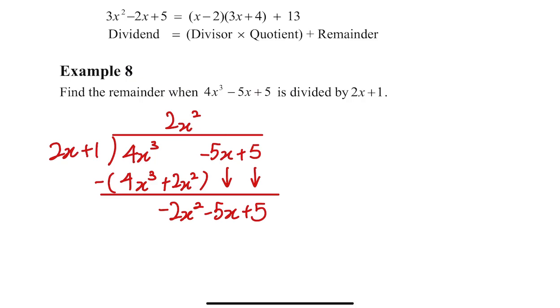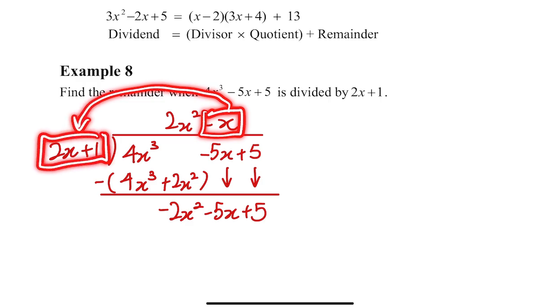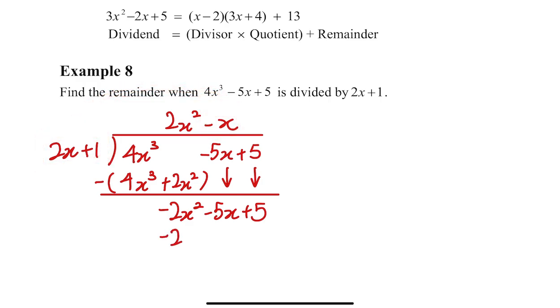Then from here, I will continue to check again. This is the remainder now. Can I still divide this by this? And the answer is yes, because I can multiply something to 2x to get negative 2x squared. And I can multiply a negative x. So when I multiply negative x to this divisor over here, I will get negative 2x squared minus x. Then now I'll minus away this entire thing over here.